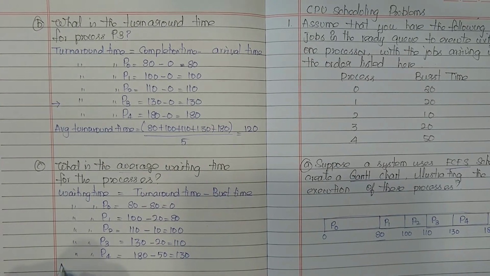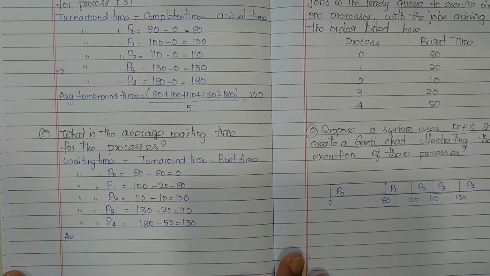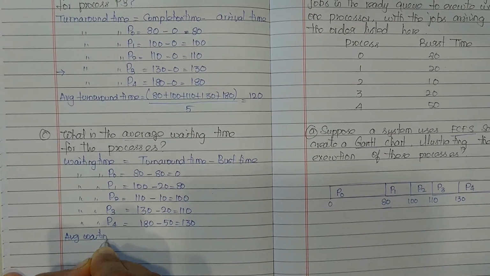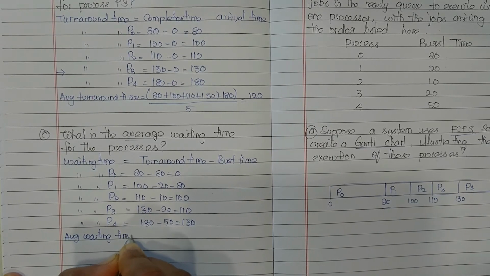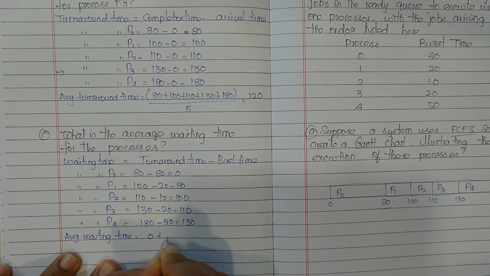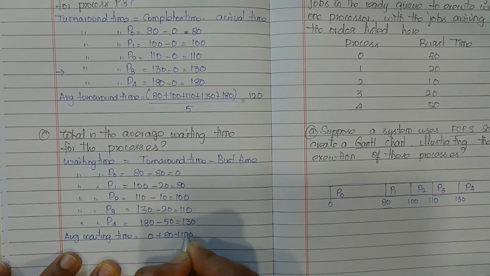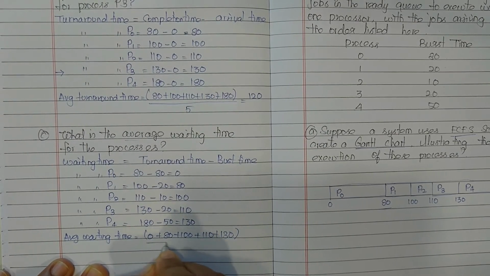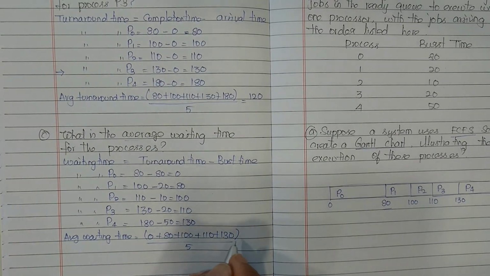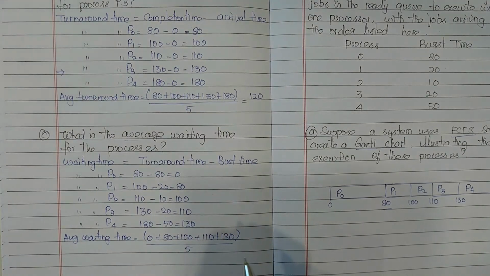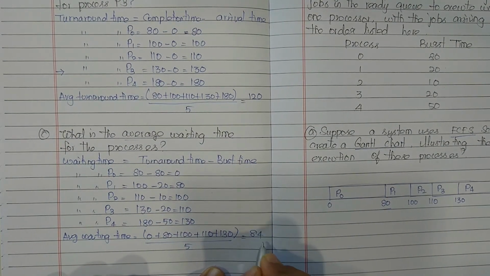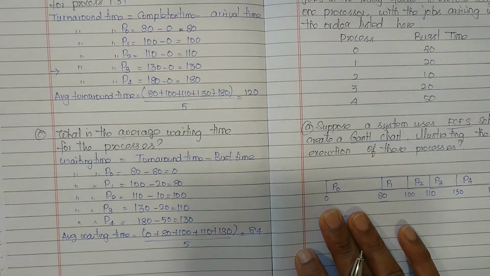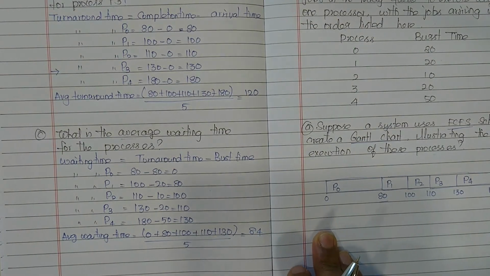So now the average waiting time. The same formula: you sum them all and then divide by how many processes you have. We have 5 processes, so divide by 5. So you will get the answer 84. Okay. So this is the first come first serve scheduling algorithm.